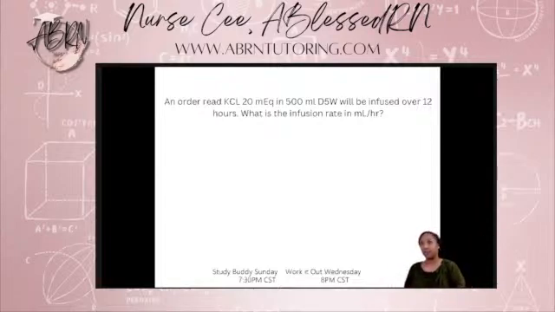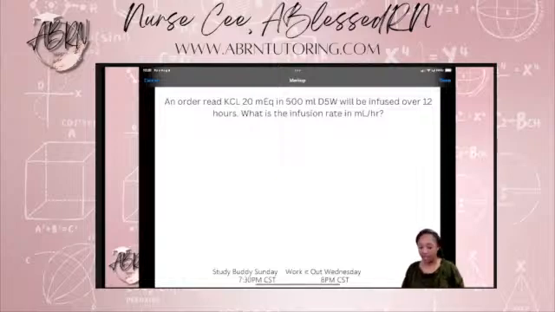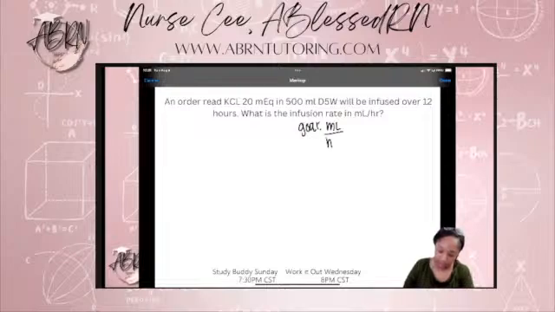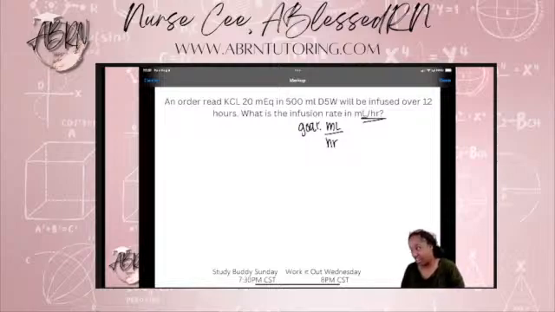All right, so an order reads KCl, potassium chloride, 20 milliequivalents in 500 milliliters of D5W and will be infused over 12 hours. What is the infusion rate in milliliter per hour? Okay, so what is this question asking me to find? It's asking me to find milliliter per hour. Okay, nothing more and nothing less. Potassium chloride. Can you push potassium IV? Yes or no?